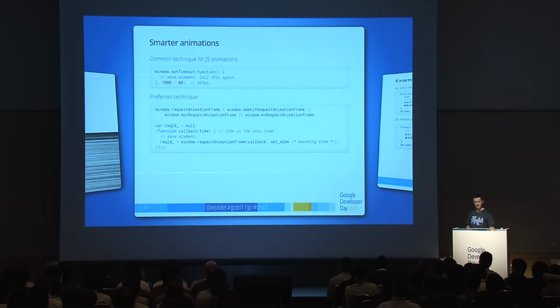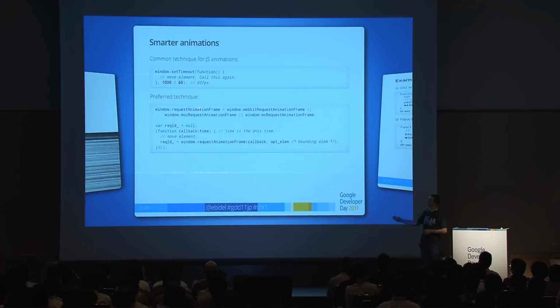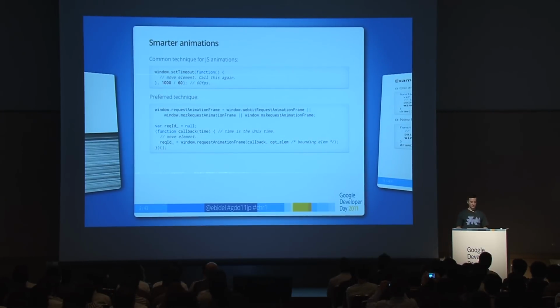The first one is around smarter animations. If you've ever tried to animate something on the screen, you've probably done something like this, right? There's a window setTimeout, and we want to animate something like a box or a div on the page. We want to change maybe the left property using CSS, and we'll try to do that at 60 frames a second. That's typically how jQuery or one of these animation libraries does an animation.